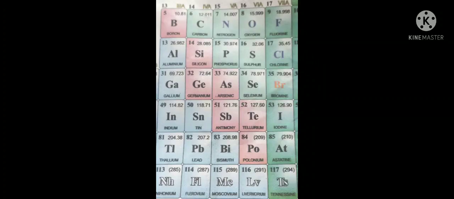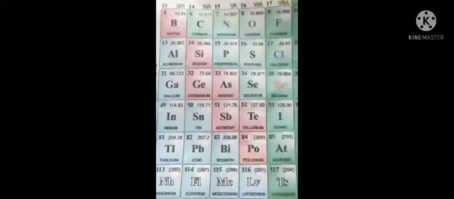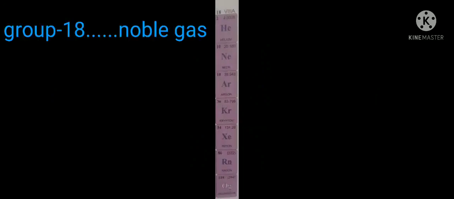The last one, the 18th group, is also P block, and they have a stable electronic configuration in the outer shell. You know that any atom with 8 electrons in the outer shell is said to be stable. Except helium, noble gases have 8 electrons in the outer shell. So they have a stable electronic configuration and are unreactive elements. They do not undergo chemical reactions.